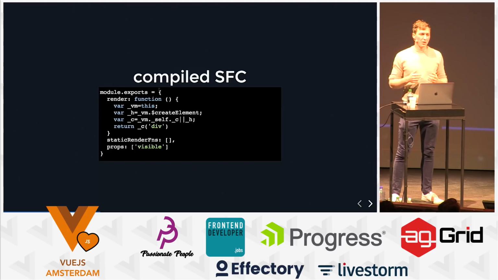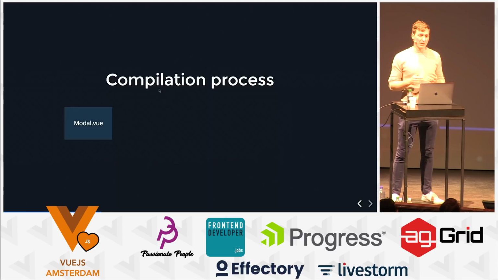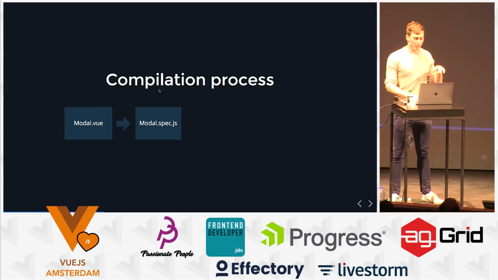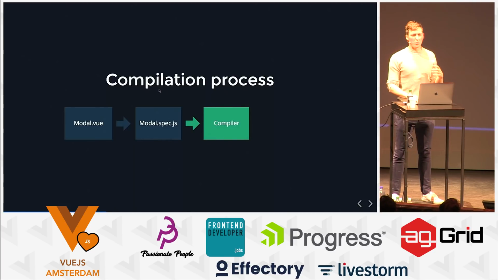And once we've compiled the single file component, the template block will be compiled into a render function and static render functions if they exist, and merged into the object that we're exporting in the script block. So there's a compilation process when we're writing unit tests for Vue. We're going to write our Vue single file component and then import it into a JavaScript test file and then run it through a compiler before we can actually run our unit tests in the test runner.